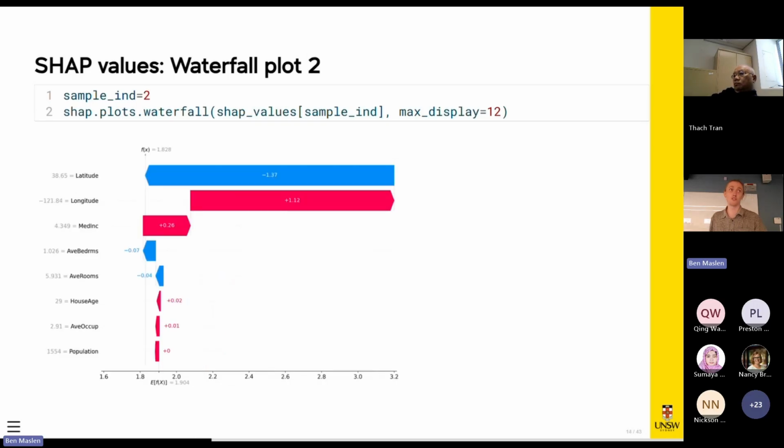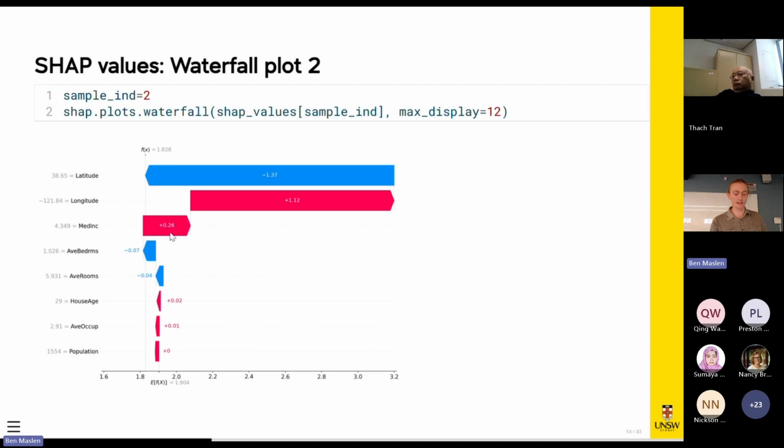So we can look at this for different blocks, different samples. So we're going to have another look at another block of houses. And what do we notice? We notice that the starting point is the same, 1.904, because that's the average predicted value. That's going to be the same across all our samples. But where we end up now is different. Now we have a block of houses that are worth less than the average. And again, we can see how we get to that.